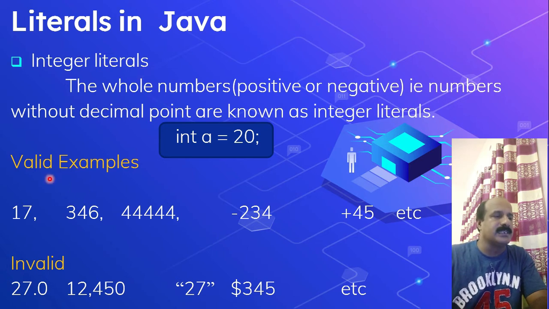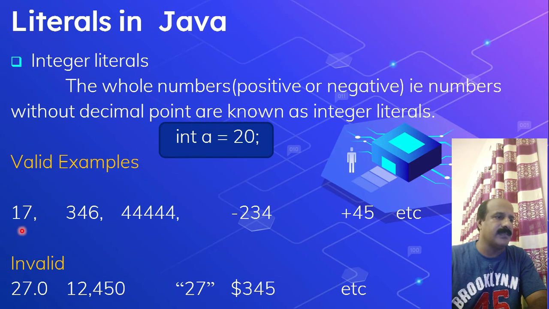See, integer literal means, as is clearly written here, whole numbers, negative or positive, but there should not be any decimal point. When you write, there should not be any decimal point. That is called an integer literal. Integer does not mean here what you mean in mathematics. In mathematics, integer means negative and positive numbers. Here, remember, integer means numbers without decimal points.